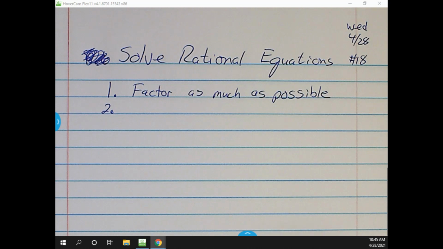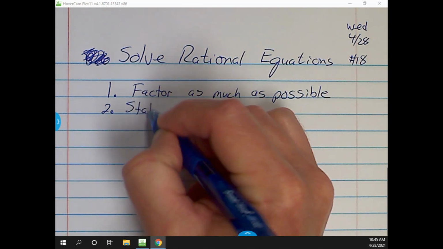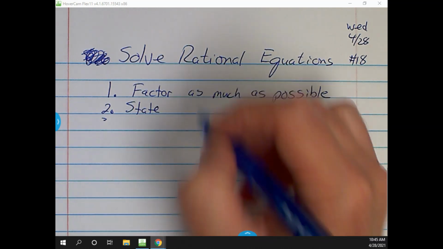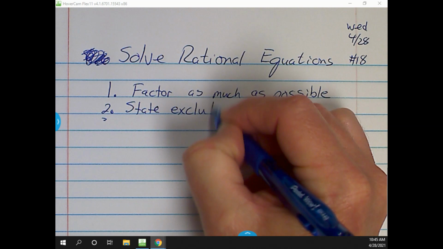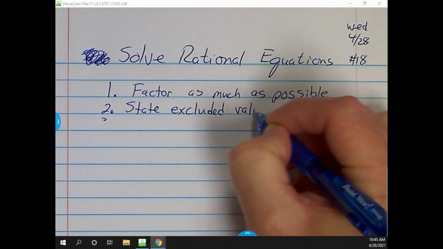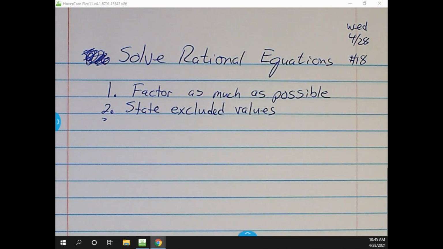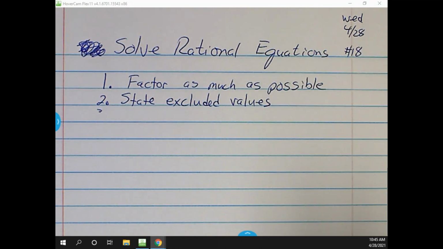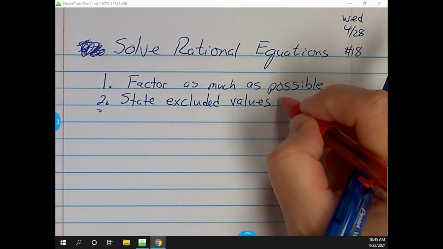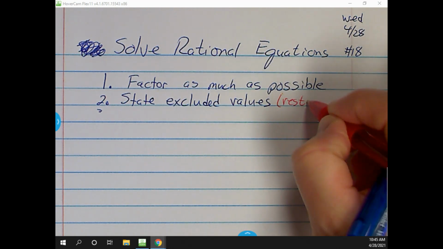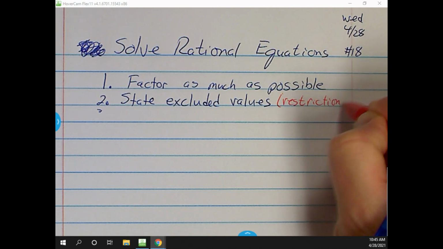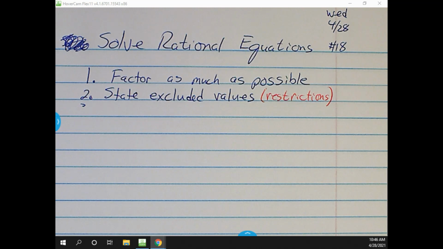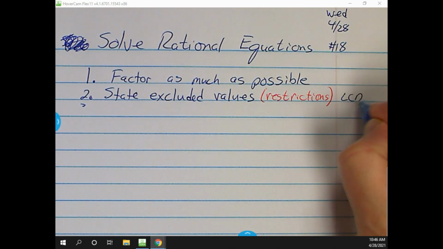Okay. Second thing you're going to do is state the next two steps, steps 2 and 3, kind of go together because you're going to state the excluded values. One thing they may do on this one is that I noticed that for this section, sometimes they change the word. Sometimes they don't say excluded values. Sometimes they'll say restrictions. But it's still the same thing. Whether it's excluded values or restrictions, this is still your least common denominator equal to 0.